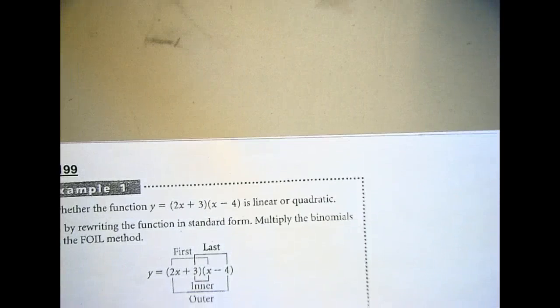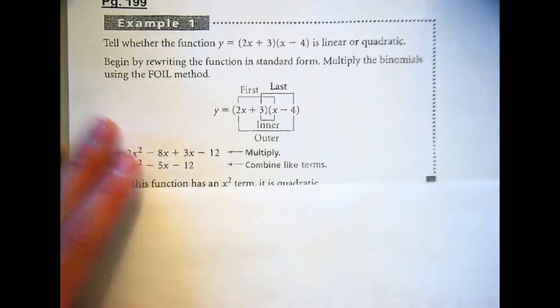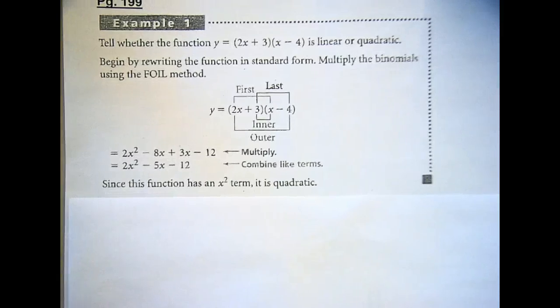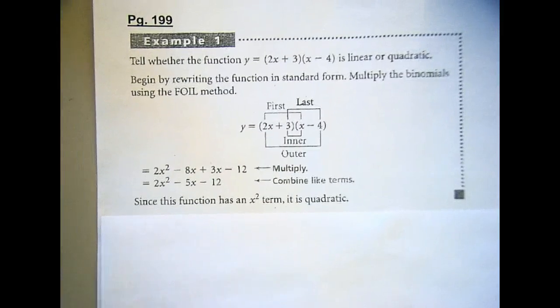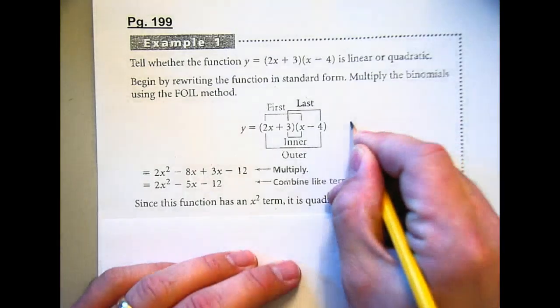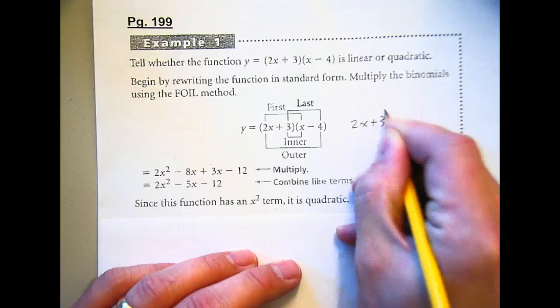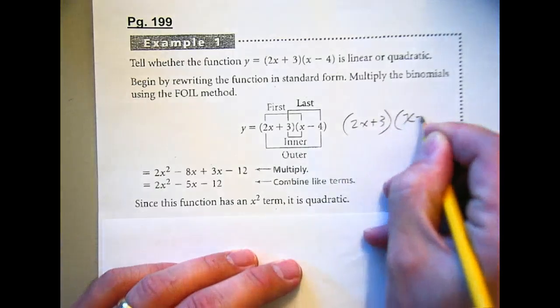Okay. Example 1 talks to you about how to multiply. Now, this is something you did a lot in algebra. Tell whether the function y equals 2x plus 3 times the quantity x minus 4 is linear or quadratic. It says begin by rewriting the function in standard form. You'd have to multiply this out. Now this shows FOIL. I don't usually teach FOIL, I just teach distributive property, but it works for a lot of students.